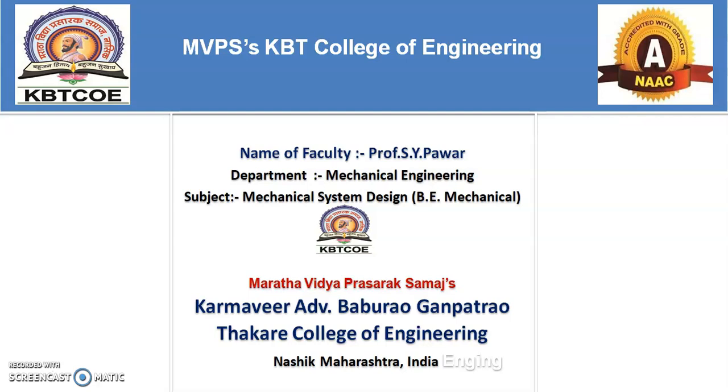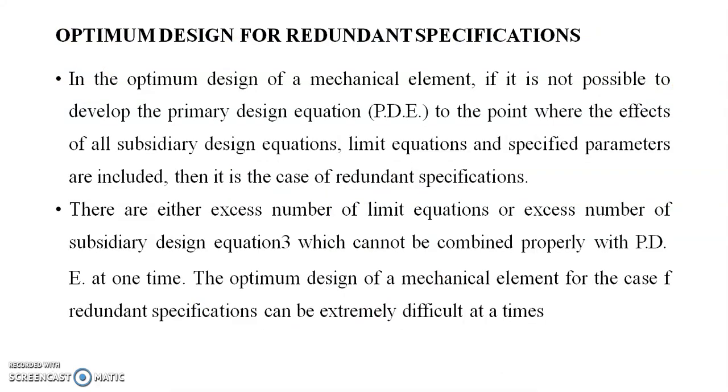Now, in this second video of optimum design concept, we are going to see what is the optimum design for redundant specification. In the optimum design of a mechanical element, if it is not possible to develop the primary design equation to the point where all the effects of subsidiary design equation, limit equation, and specified parameters are included, then it is a case of redundant specification. There are either an excess number of limit equations or an excess number of subsidiary equations which cannot be combined properly with the primary design equation at one time.